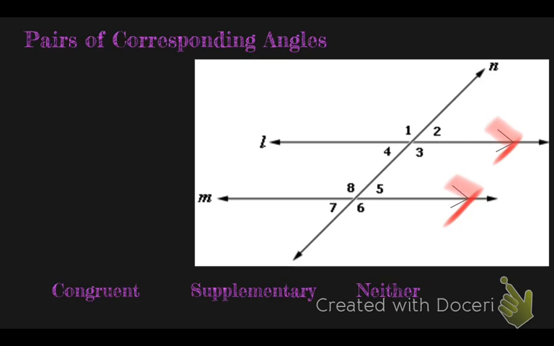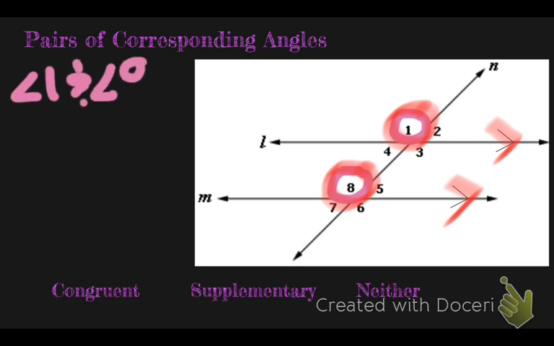So I'm going to go ahead and grab one of my different colors and start with angle 1. And angle 1 corresponds with angle 8 because they are on the same side of the transversal. They're not adjacent, they're not next to each other, and they're in the same position on the other line. So for example, angle 1 is on the top left of line N, and angle 8 is in the top left of line N on the other line. So that makes angle 1 and angle 8 corresponding angles.